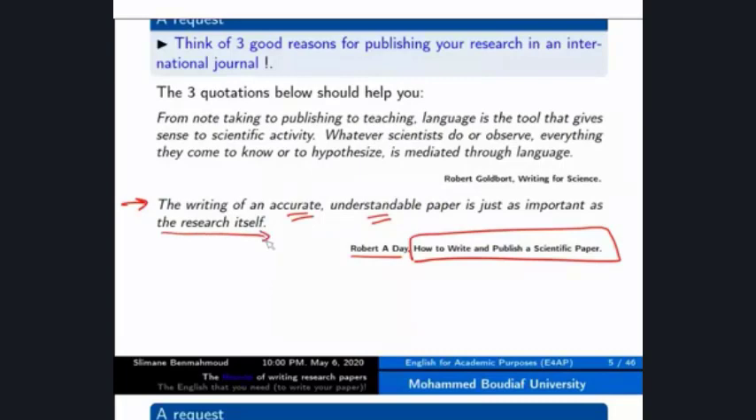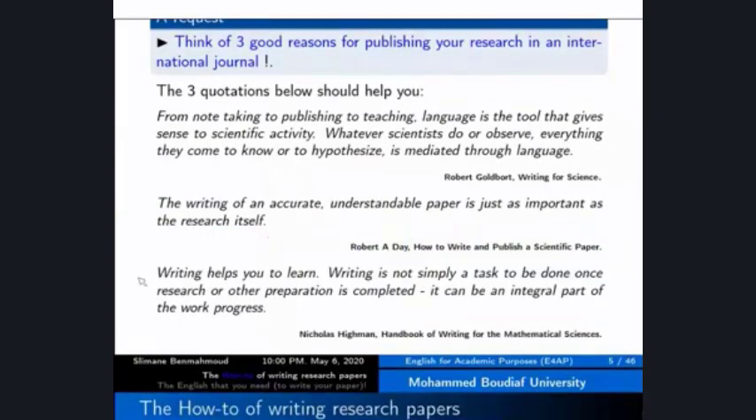What does this mean? This means that the language that you use to write a given paper or a given research has the same importance as the research itself. He is talking here about the importance of language.